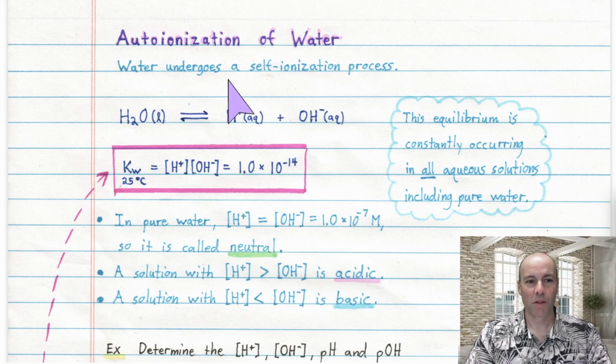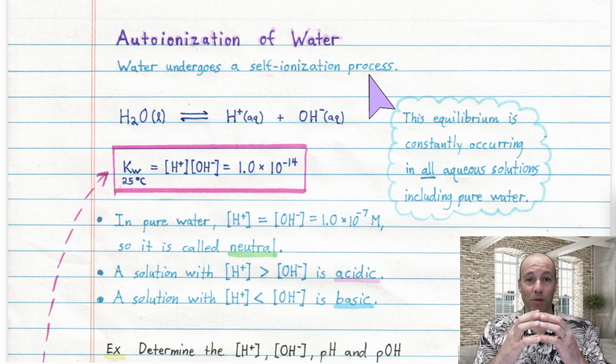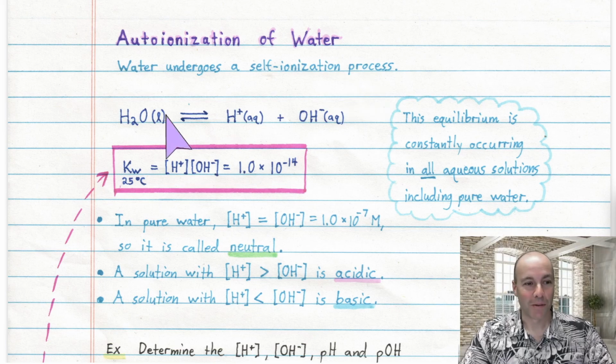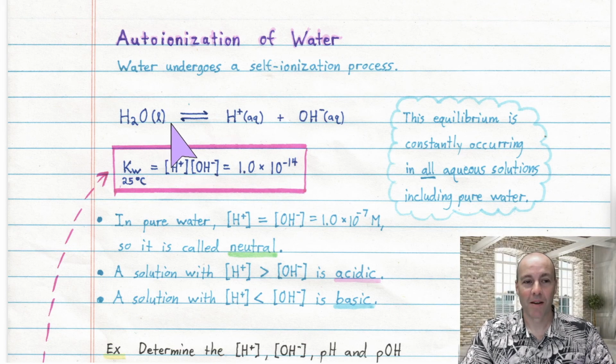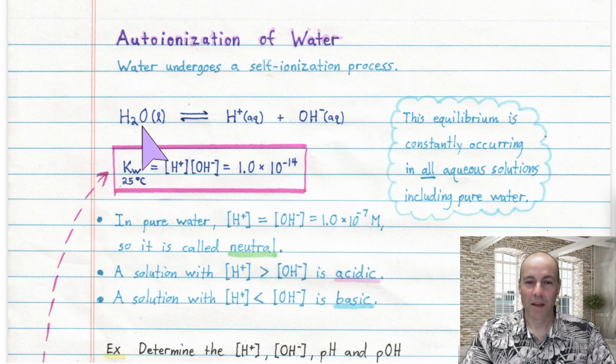Water undergoes what's described as a self-ionization process, meaning water molecules have the ability to produce ions, and the way they do that is by splitting apart into ions. So here's a water molecule, and it can split apart into a proton and a hydroxide ion. Every water molecule has the ability to do this, and they do.